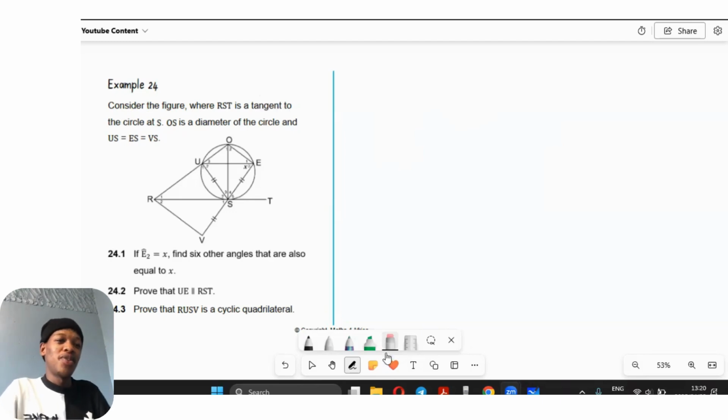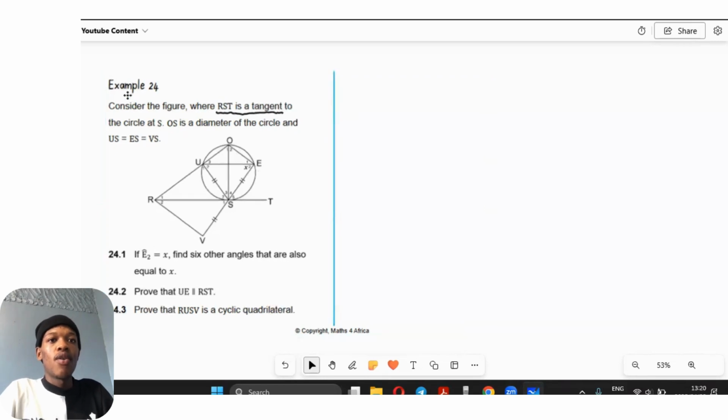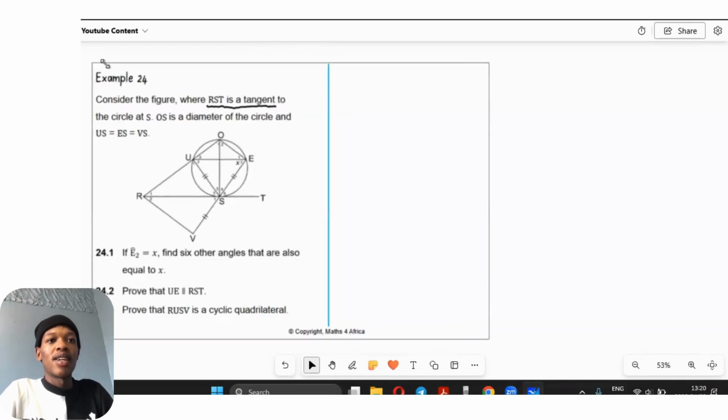What is given to us? We are given RST as a tangent. Let's highlight that because it's very, very important. We're going to make use of it. The tangent touches the circle at S, and OS is a diameter.